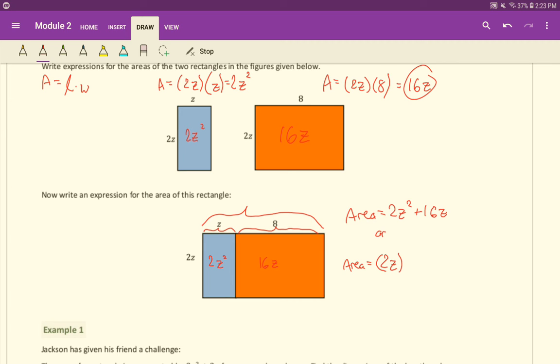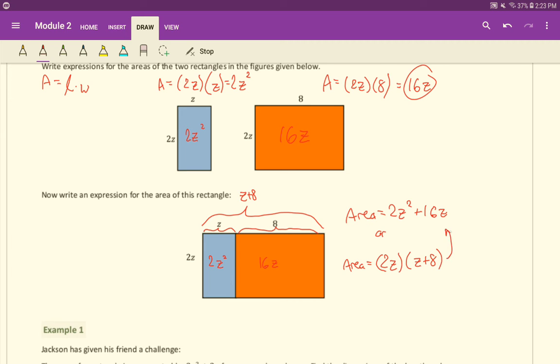Well, again, I gave it away in the word total there. What do you do when you total something? You add. So this total distance would be z plus 8. So the total width would be multiplying there, or the length would be 2z multiplied with the width of z plus 8. And of course we can simplify this.